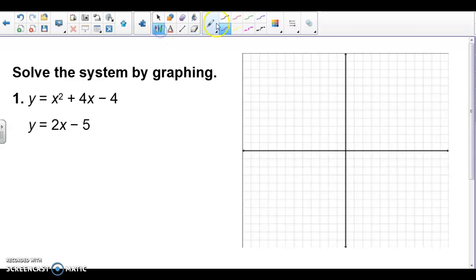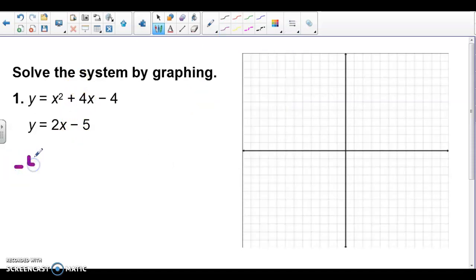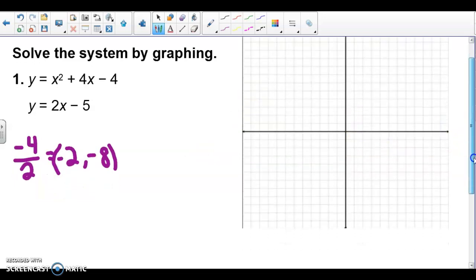All right, we'll go ahead and graph this first quadratic function. Negative b over 2a, so that'll just be over 2, and that'd be negative 2. Then 4 minus 8 is negative 4, and negative 4 minus 4 is negative 8. So negative 2, negative 8 would be the vertex. All right, so we go to negative 2, negative 8.